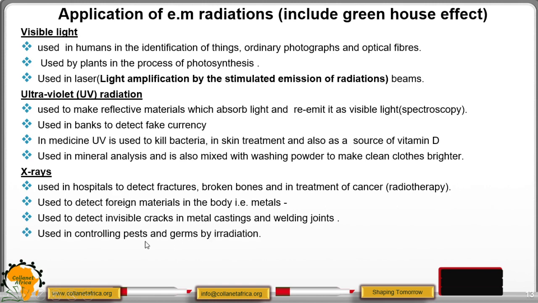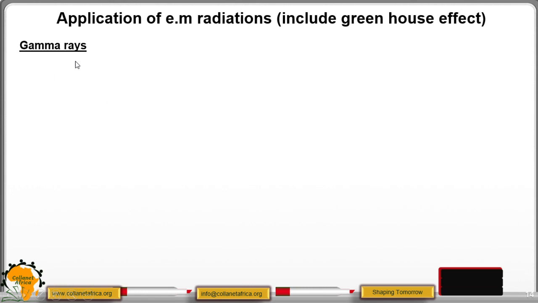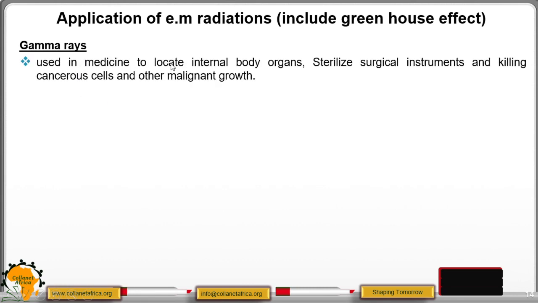In pests, it can kill pests and germs. In the study of crystals, what we call crystallography, we can use X-rays to see the arrangement of the atoms. Then from there, we have the gamma rays. They are used in medicine to locate internal body organs, and also to sterilize surgical instruments because they can kill germs.